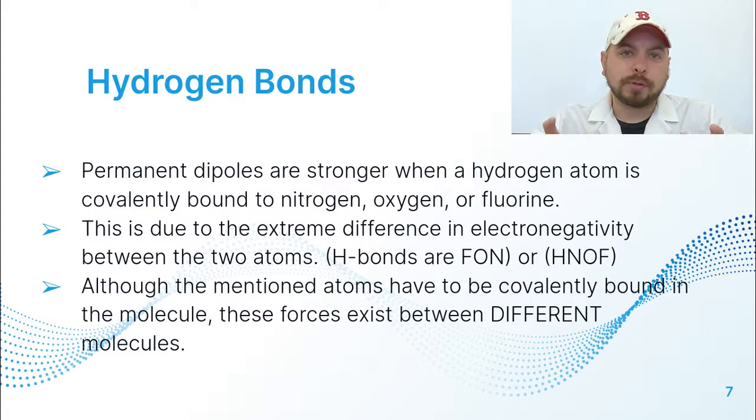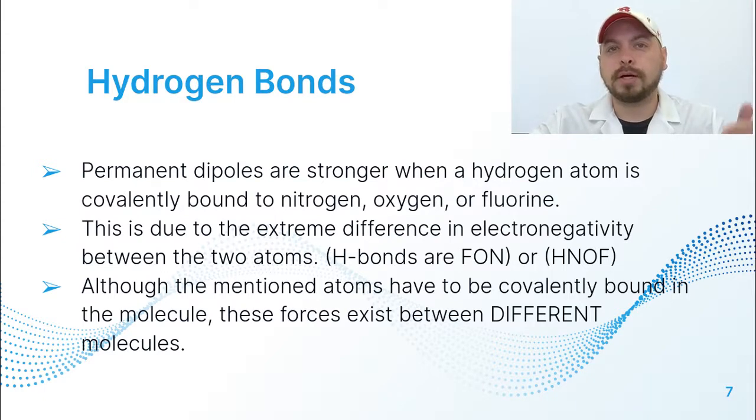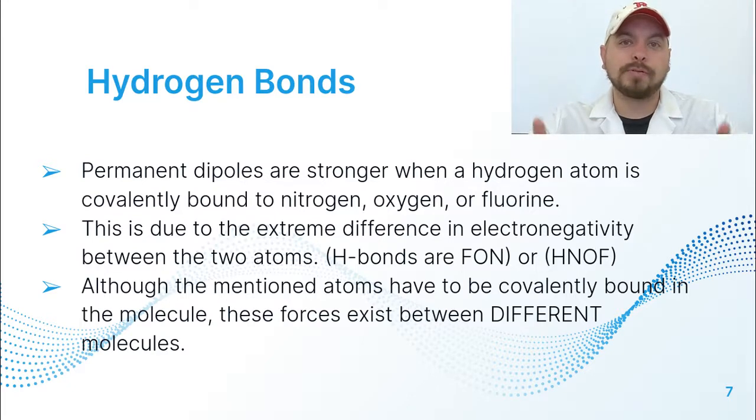Within dipole-dipole forces, there's a subcategory. I just said that dipole-dipole forces get stronger as the electronegativities become more dramatic. Well, the most dramatic electronegativity differences that exist are going to be between fluorine and hydrogen, nitrogen and hydrogen, as well as oxygen and hydrogen. These are extreme differences in electronegativity, which means they create extremely strong dipole moments. These dipole moments are strong enough that they can actually create a subcategory of attractions.